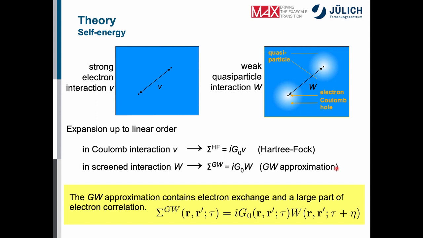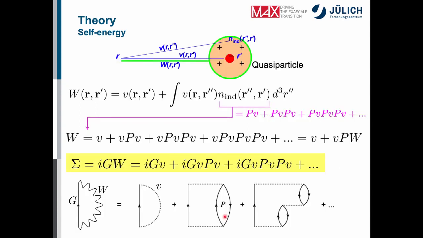We can say that GW corresponds to the Hartree-Fock method with a dynamically screened Coulomb interaction. The corresponding potential becomes time-dependent. Let us now see how the screened interaction is calculated. A test charge at a point R will feel a screened potential W created by the charges of a quasiparticle.